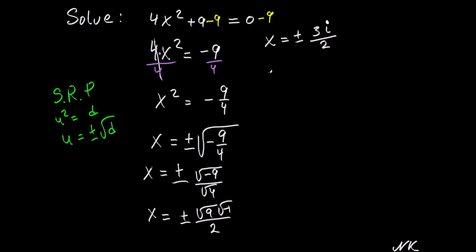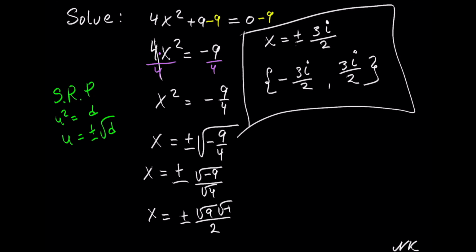So our solution set is negative 3i out of 2 and positive 3i out of 2. So this is our solution. That's all.